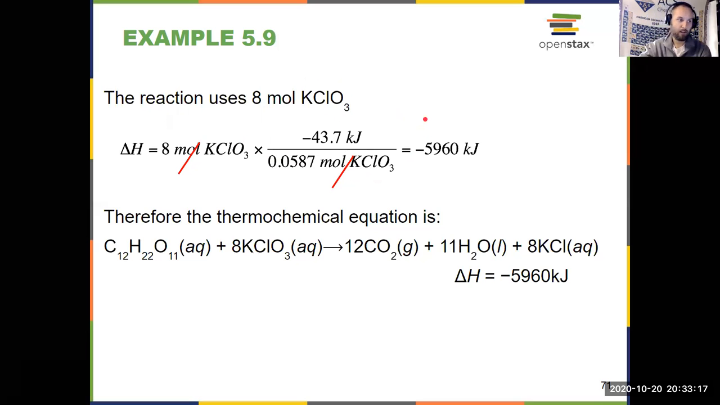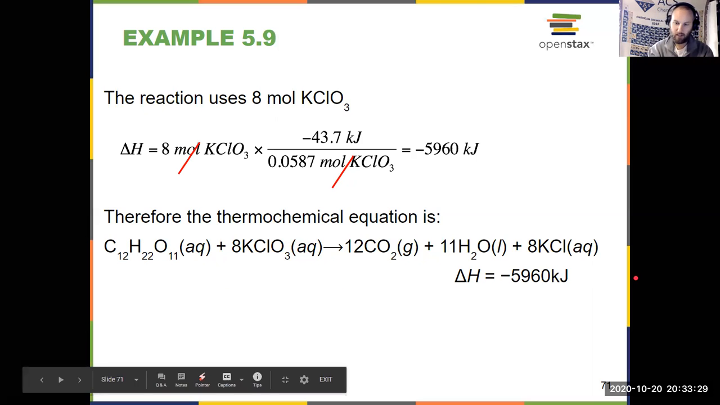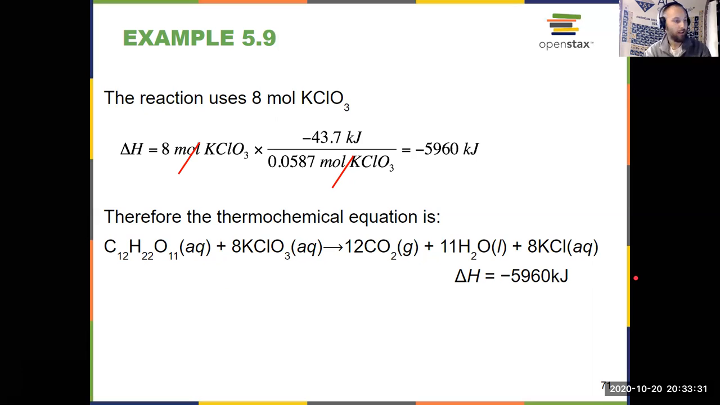So if I were to write the thermochemical equation, I make sure it's balanced. I make sure I include physical states for everything, and I include the enthalpy. Delta H is equal to negative 5,960 kilojoules. And that is a reaction that produces quite a bit of heat. If you YouTube death of a gummy bear, you can see what that looks like, potassium chlorate and sucrose. So that's the second important idea from 5.3: knowing what thermochemical equations are and how to write them.